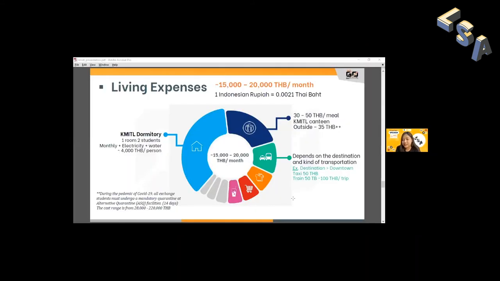As I showed you before, this is the estimated living expense in Thailand for 1 month. You can pay less or more than this, depending on your lifestyle. If you shop too much, the living expense will be higher. But I think around 15,000 is okay for every student, because if you live in the dormitory at KMITL, eat at the canteen and take some trips outside, around 15,000 is enough.